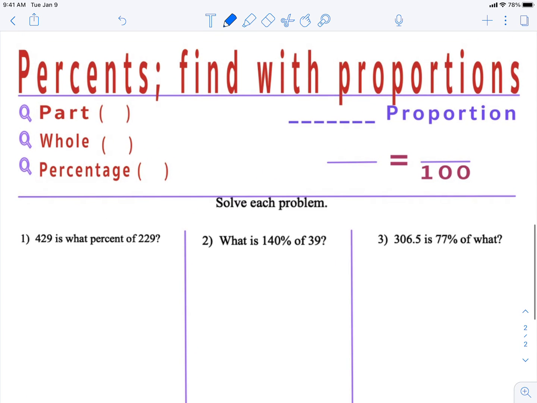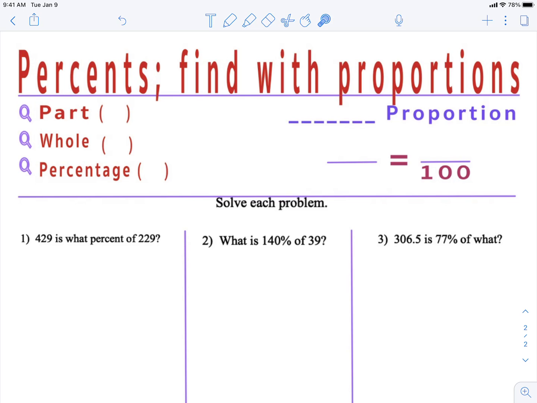Welcome, Algebra 1 students. So we are going to talk about, here's my pen, couldn't find my pen. We're going to talk about percents today. We're going to use proportions, which we learned prior to today, to find percentages. So, percents found with proportions, okay?